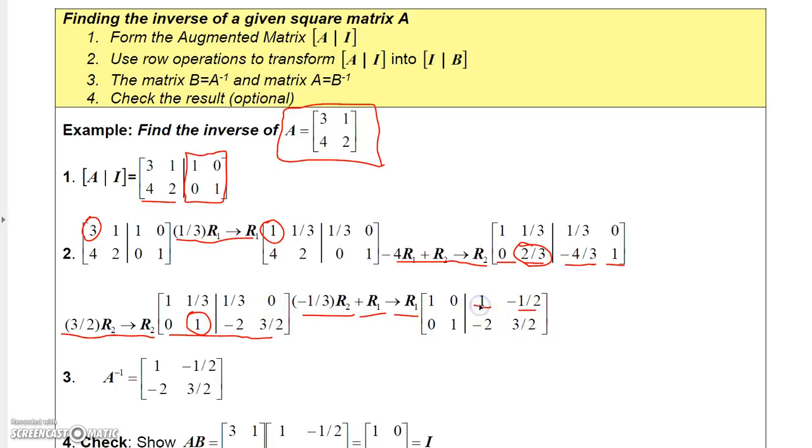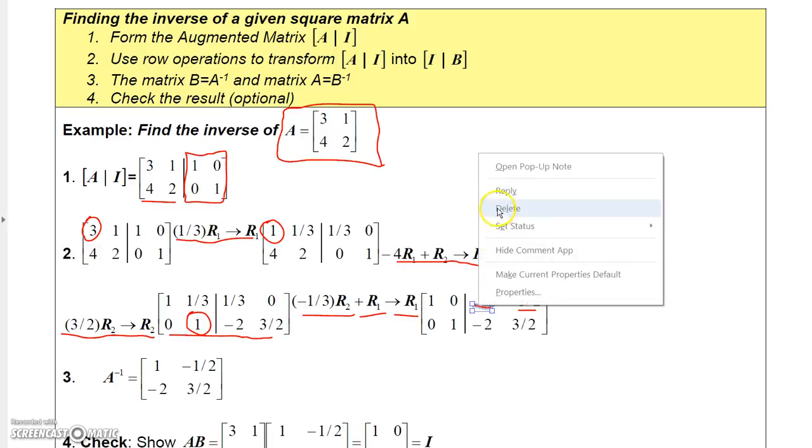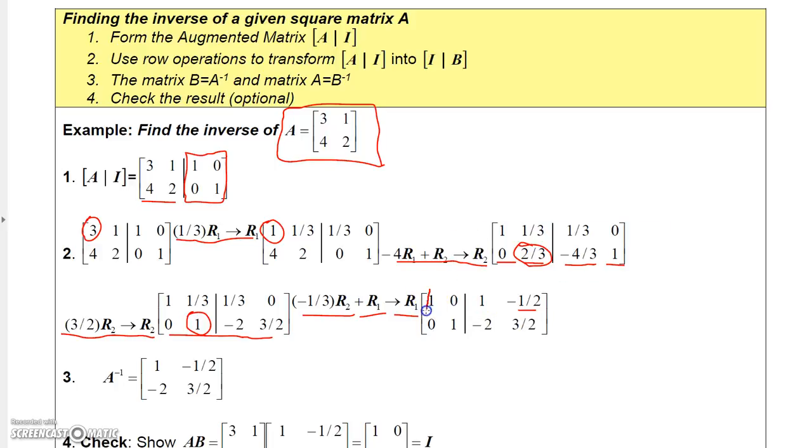Well, now that we've got the left-hand side in reduced row echelon form, where we have the identity over here, so remember that's the identity. Once we get the identity over there, then this side over here must be the inverse of the original matrix.